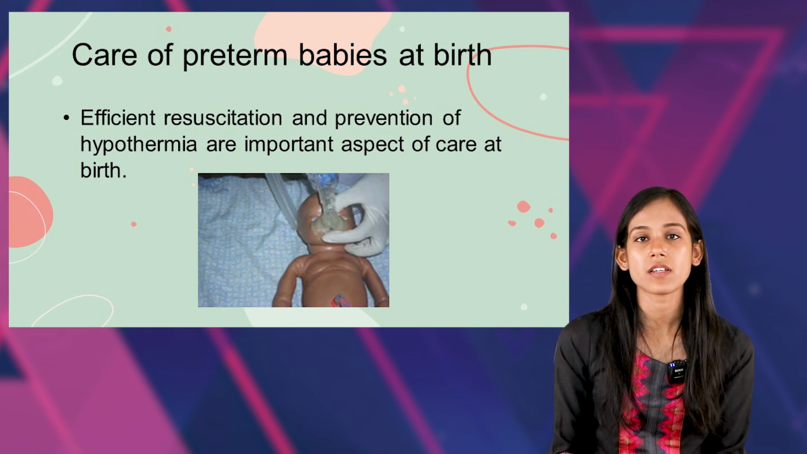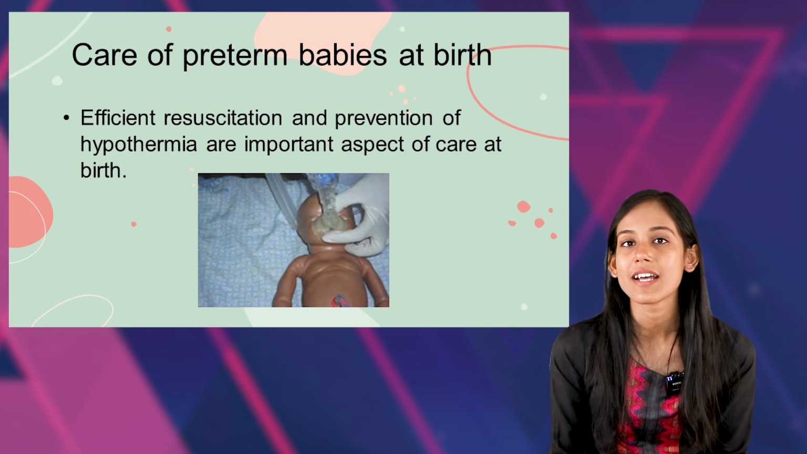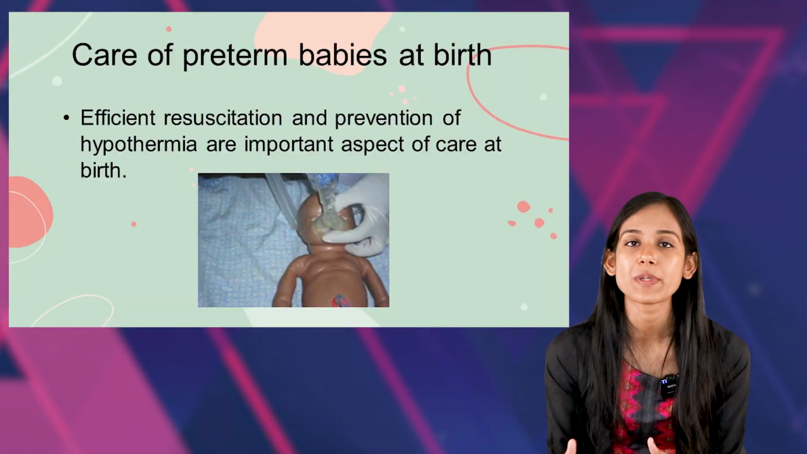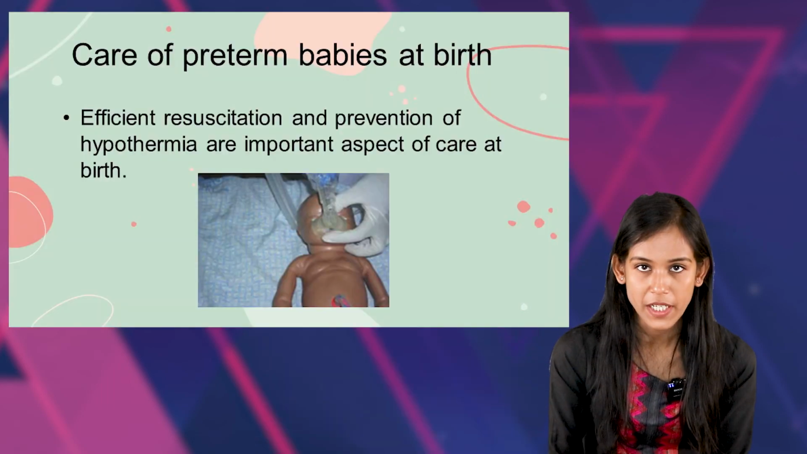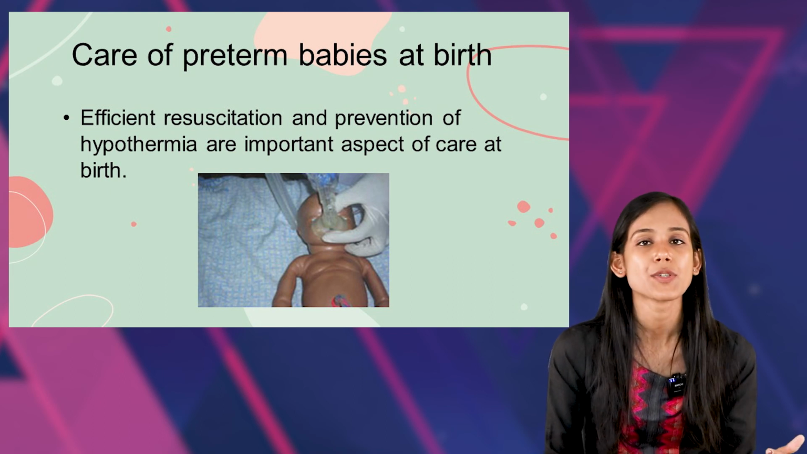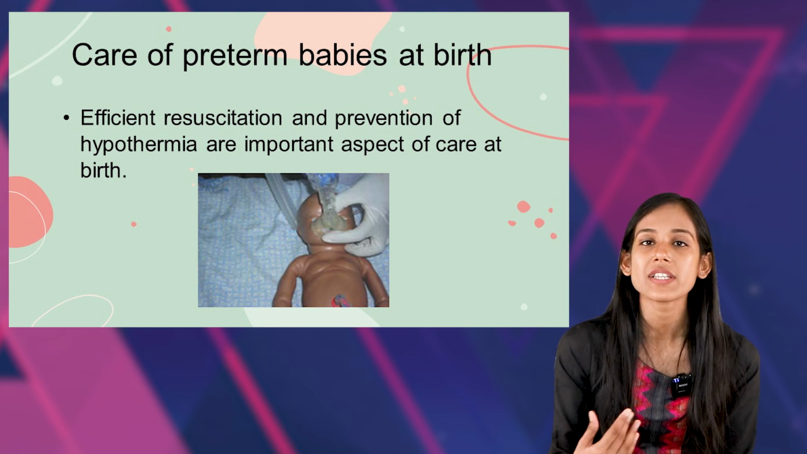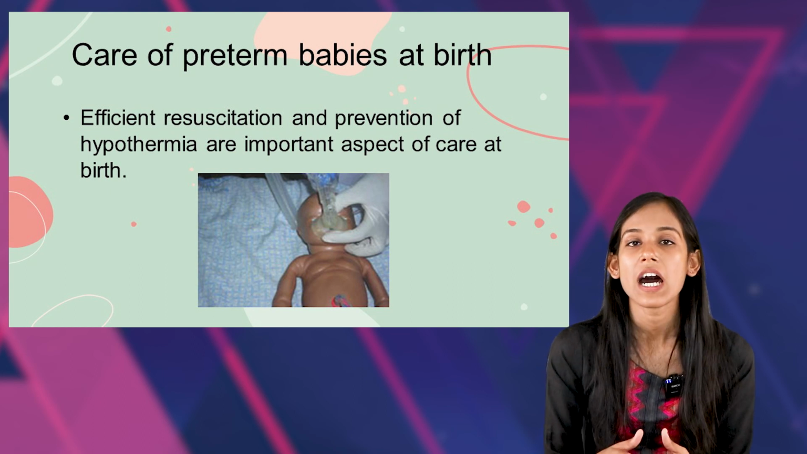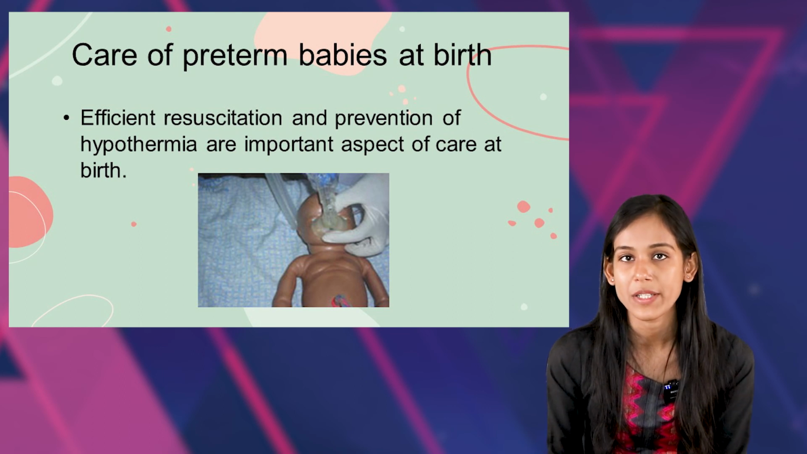At birth, when there is a low birth weight baby, what are the things that we should take care of, how should we handle the baby, and what management should we do? We have already learned that they have altered respiratory functions. It's very important to establish the breathing. If there is no spontaneous breathing, in that case we have to do resuscitation. There should be efficient resuscitation at birth. And one more very important aspect of care of preterm babies at birth is preventing hypothermia. They are more prone to develop hypothermia due to certain factors that we have already learned, right? So these two things, efficient resuscitation and prevention of hypothermia, are the two major aspects of care of low birth weight babies at birth.